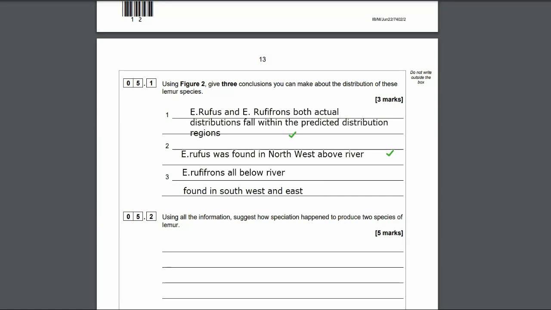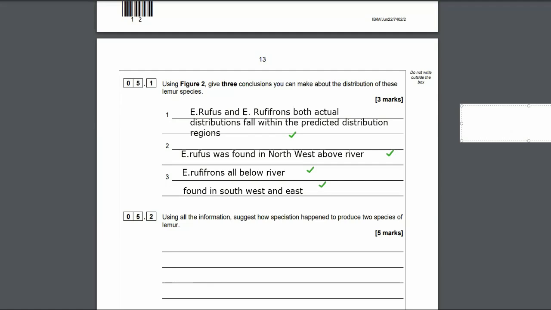So there's loads of definite facts you can make about that map, and that's what a conclusion is, a pure fact that you can say. No judgment, no explanation, just what you see. Cool. And that was 5.1.